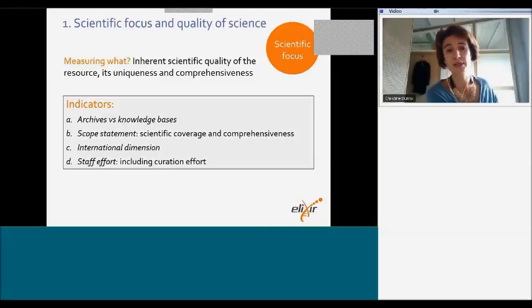How comprehensive is it? The international dimension, so it's not just operating in one country, but it's used by people from a lot of different countries. The depositions, or the data, come from a lot of different countries. There are international collaborations, for example. And then category 1D is how many people are working for the resource, and of course the curational aspect is an important measure of quality.